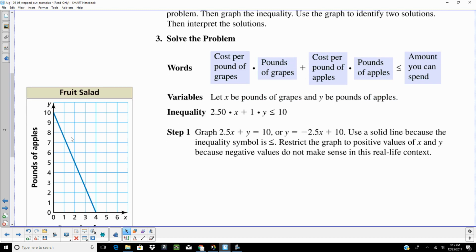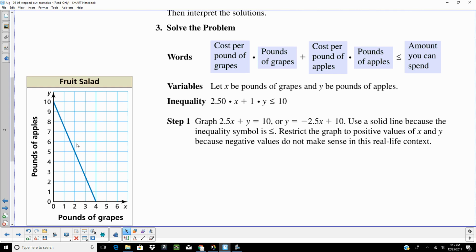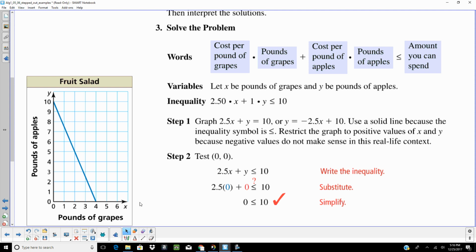And I'm only going to use this first quadrant because I cannot have a negative amount of apples and I can't have a negative amount of grapes. So now I'm going to use 0, 0 as my test point. Plug it in. I get a true statement, so I would want to make sure 0, 0 is shaded. And again, the way I would look at that is it's a less than. I put my pencil on that boundary line. Less than, I go low, and that'll tell me which side to shade.